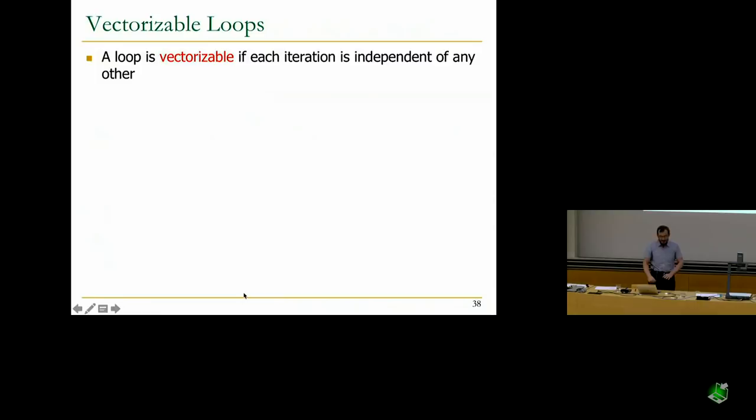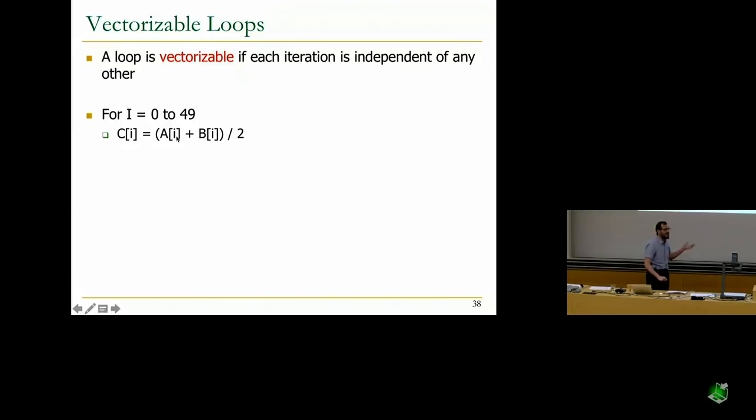So the realization is that this loop that we looked at, the element-wise averaging, is actually a vectorizable loop. So what does that mean? A loop is vectorizable if each iteration is independent of any other. We're gonna exploit that. So this loop is vectorizable. There's no dependencies between any iterations of this loop. They're all operating on different data elements, which means that we can completely parallelize the different iterations.